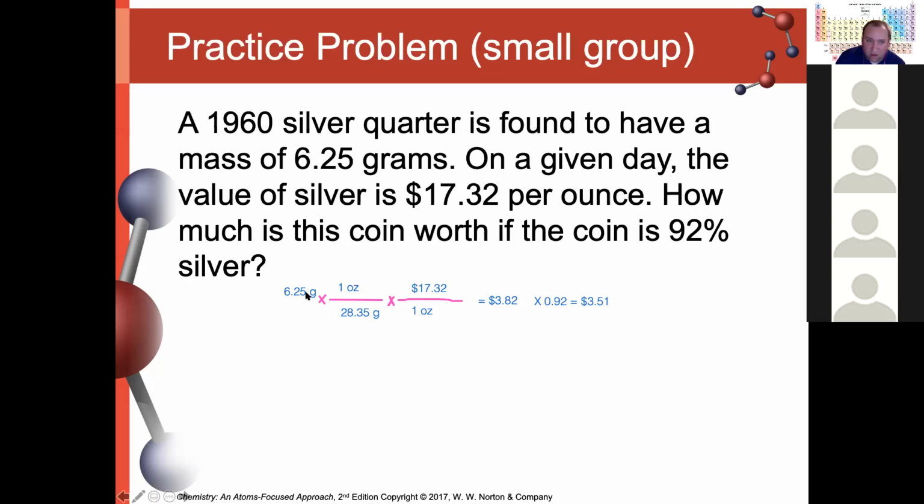You needed to convert the mass. You needed to take that mass and convert it into money using the exchange rate. And then you also needed to apply the fact that the coin was impure. And those are the three things that you needed to do. All right. Any questions on this one?